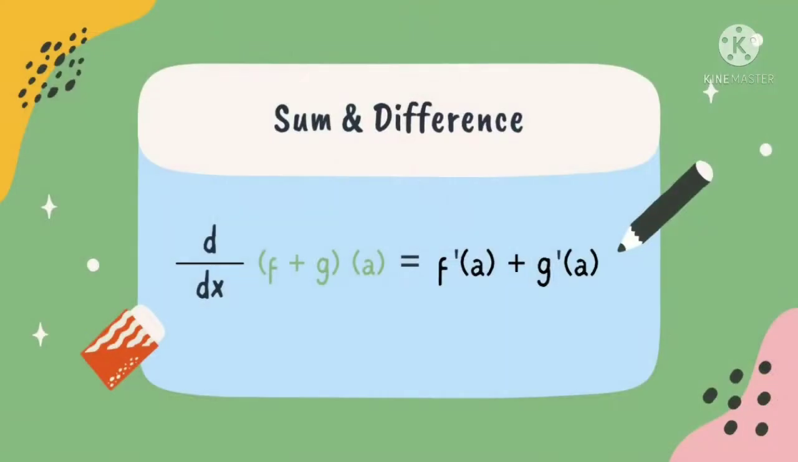The next one is the sum and difference. To find the derivative of functions with 2 or more terms, you can follow this format where the derivative of f plus g of a is equal to f prime a plus g prime a. The f prime a in this format is the derivative of the first term, while g prime a is the derivative of the second term.